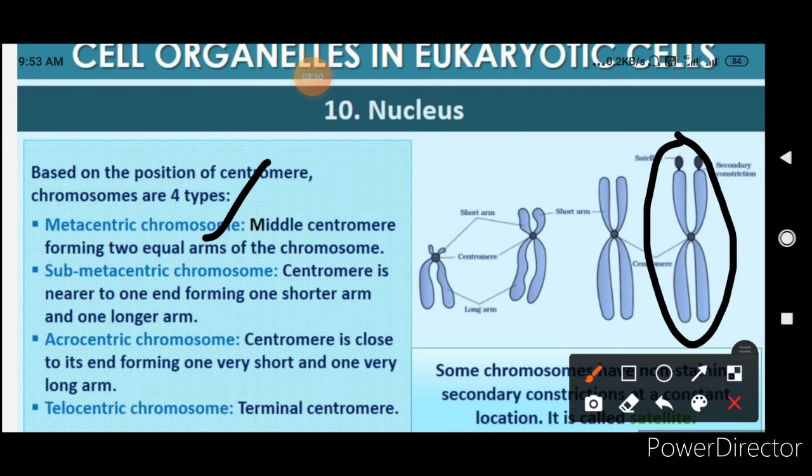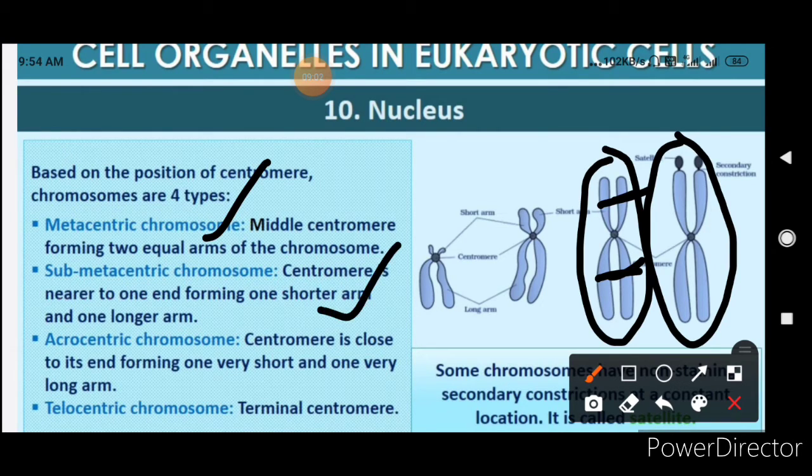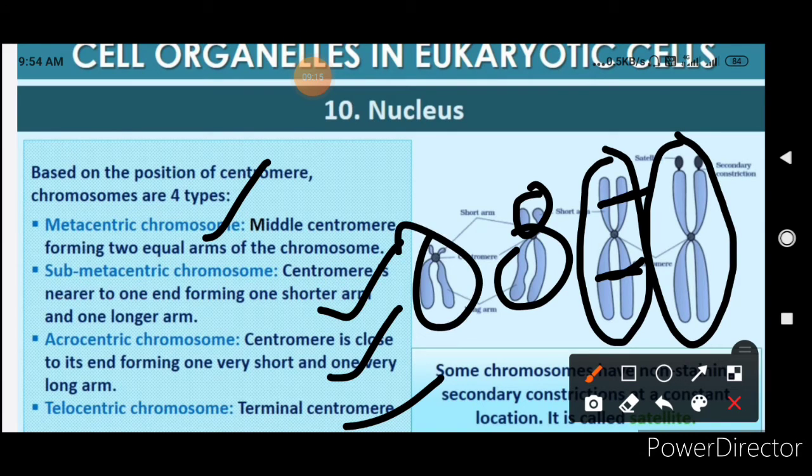See here, in this chromosome you can see the difference, as one arm is a little longer and the other a little smaller. So the centromere is nearer to one end, forming one shorter arm and one longer arm. Acrocentric, that is, it is very close to the other end. See here, this is a short arm and this is a very long arm. And the telocentric, that is the terminal centromere.